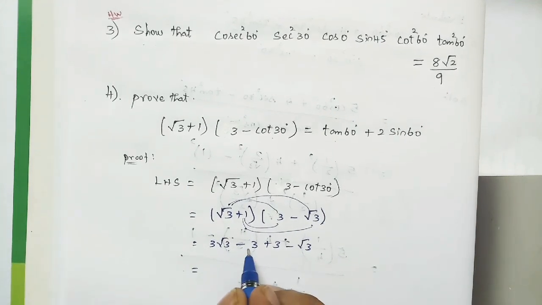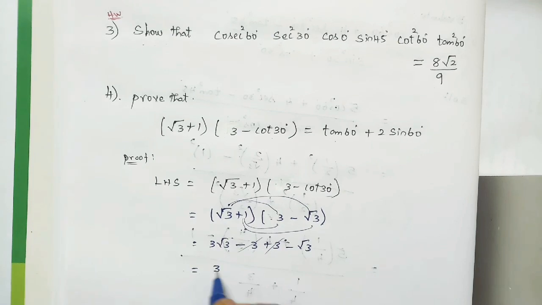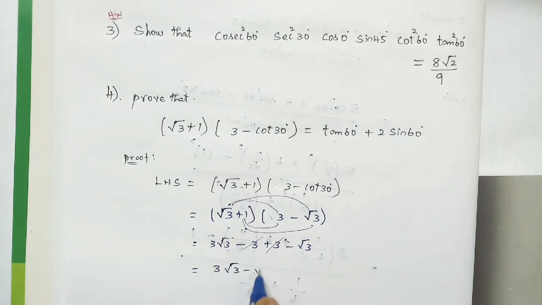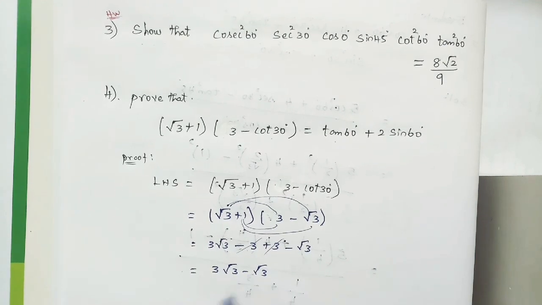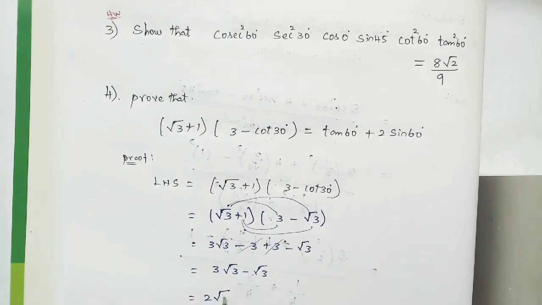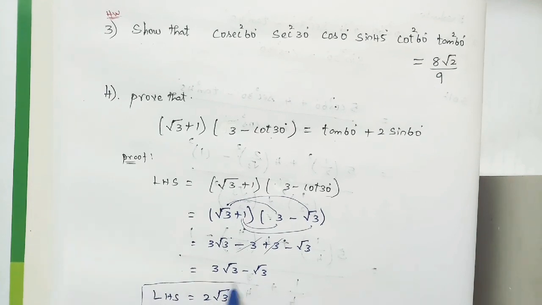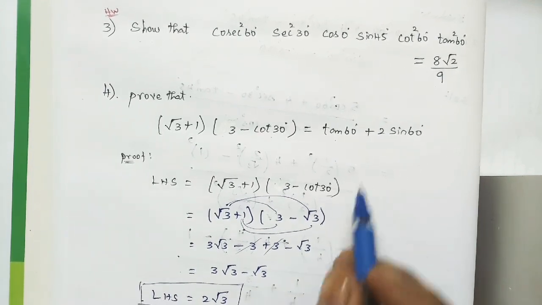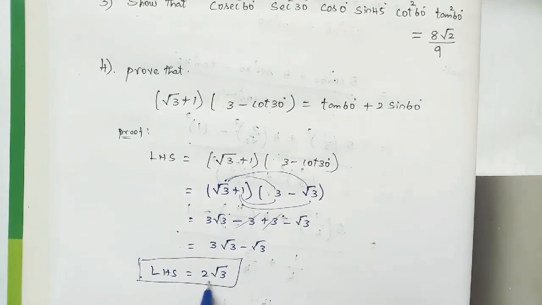Minus 3 plus 3 will get cancelled. So what remains is 3 root 3 minus root 3. Both are like terms, so subtract: 3 root 3 minus root 3 is 2 root 3. Therefore, LHS is equal to 2 root 3. Now we want to take the RHS and simplify. Finally, what do we want to get? 2 root 3.